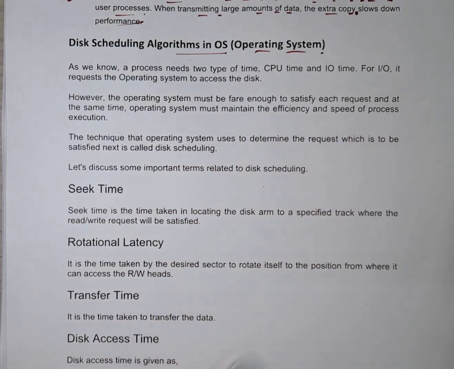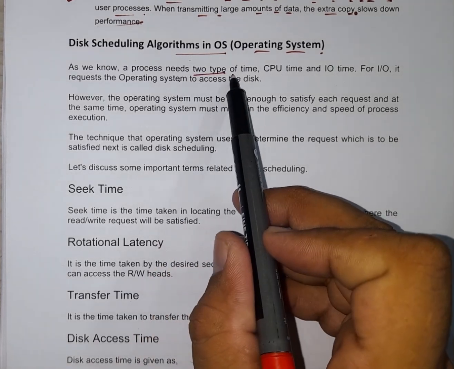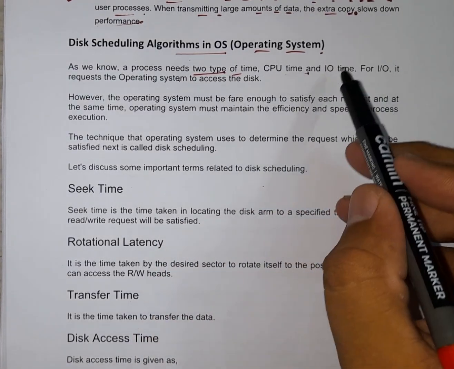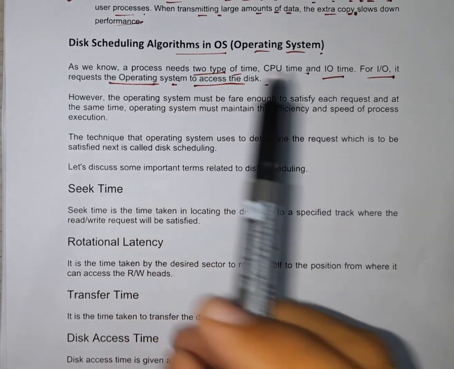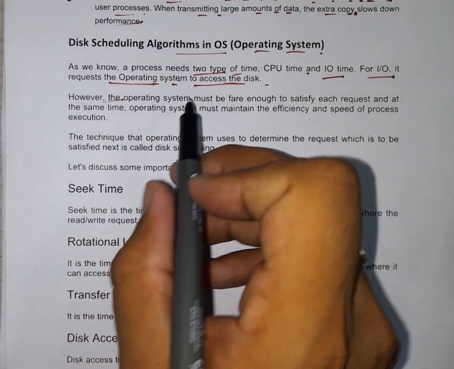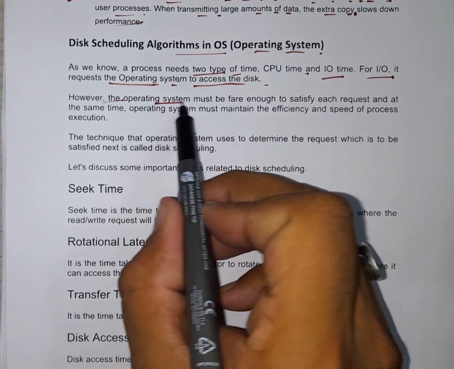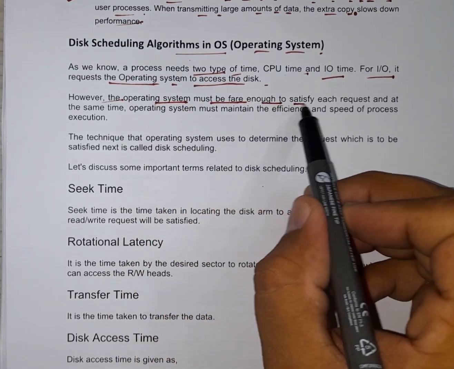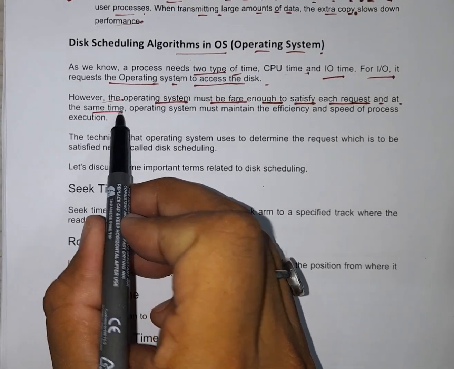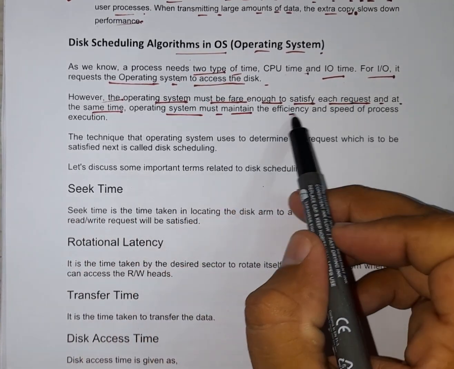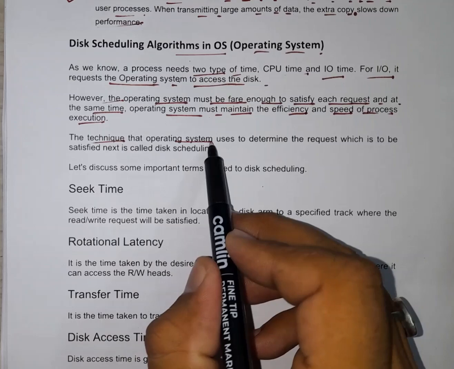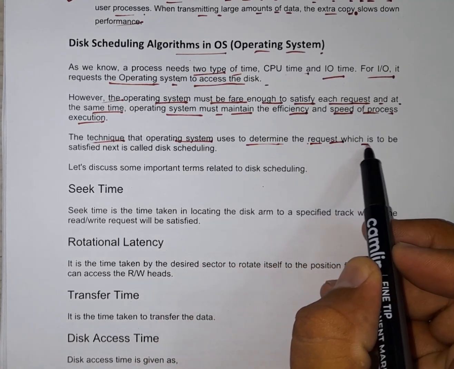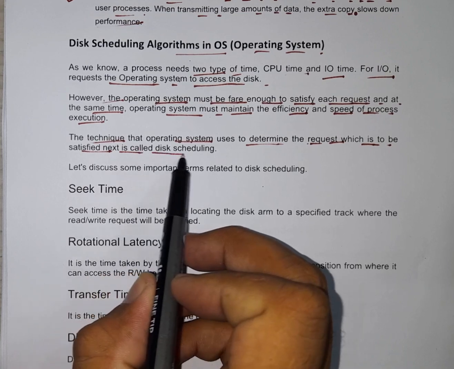One is the disk scheduling algorithm in operating system. Disk scheduling क्या होता है? The process needs two types of times, CPU time and input output time. For input output time, it requests the operating system to access the disk. However, the operating system must be fair enough to satisfy each request, and at the same time, operating system must maintain the efficiency and speed of the process executions. The technique that operating system uses to determine the request which is to be satisfied next is called disk scheduling.